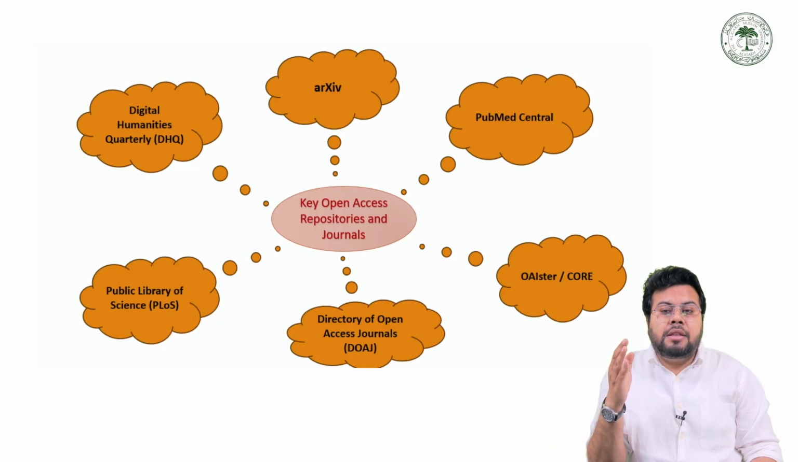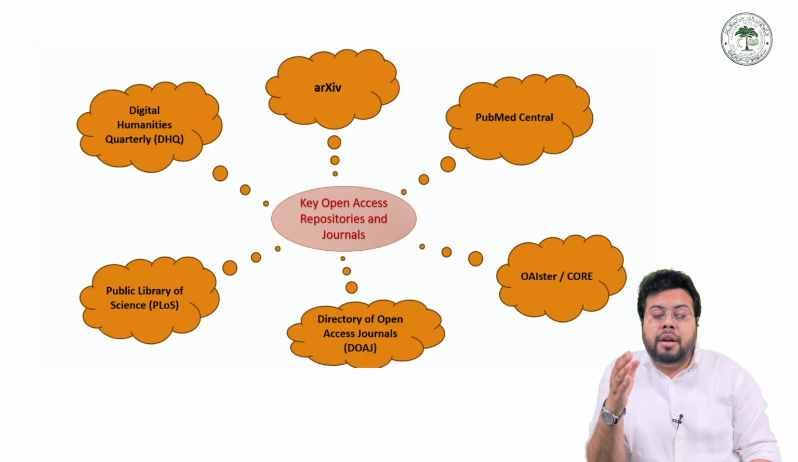Now let us make this concrete by looking at the actual resources available to you. The DOAJ, which is simply the Directory of Open Access Journals, is your best starting point for finding peer-reviewed open access journals in any field. It lists only the journals that meet quality standards, so it's a reliable guide rather than just any list of free-to-read content.